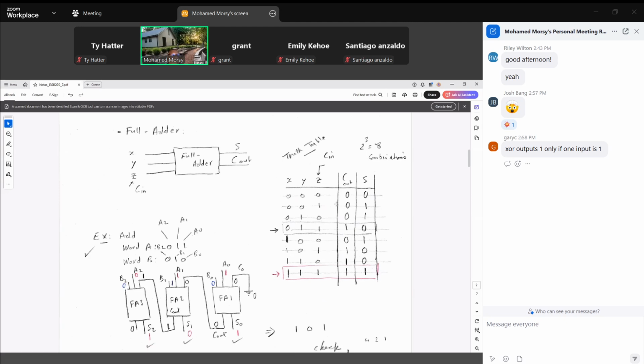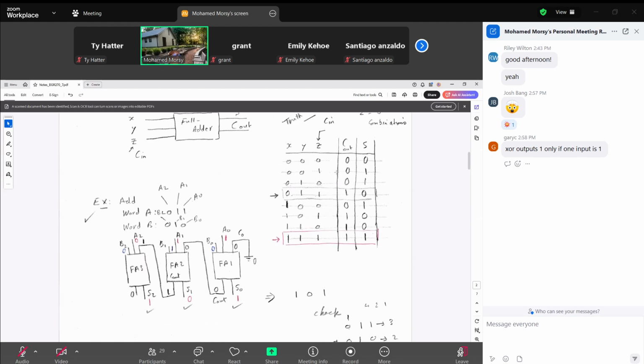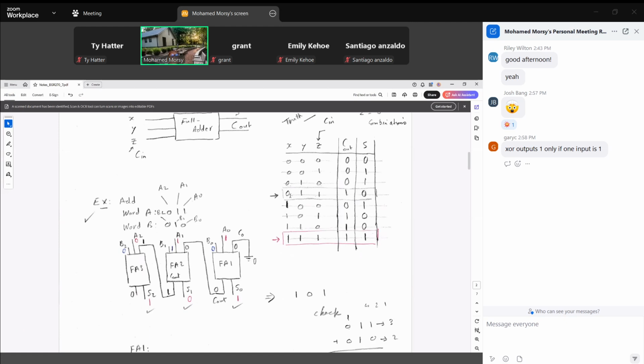So let us add X plus Y. 0 plus 0 is 0, plus 0 is 0 as sum, and 0 as carry. 0 plus 0 is 0, plus 1 is 1 as a sum with 0 carry. 1 plus 0 is 1, plus 0 is 1 as sum, 0 carry. 1 plus 0 as inputs. 1 plus 0 is 1, plus 1 is 0 with carry 1.